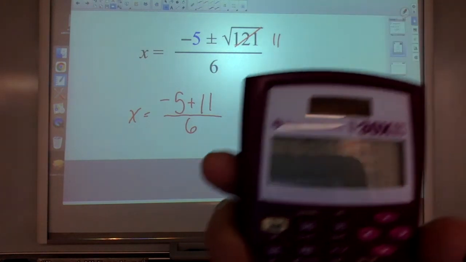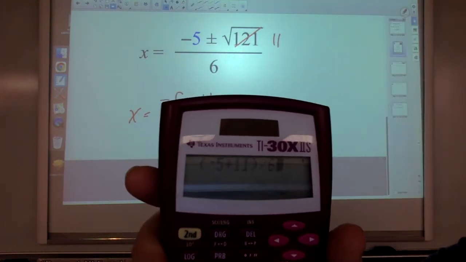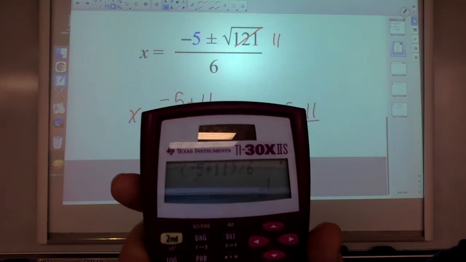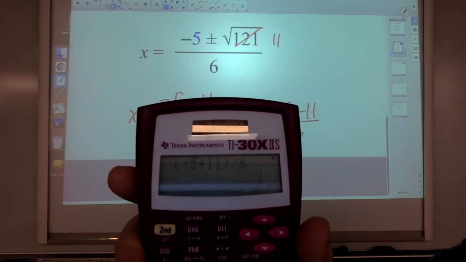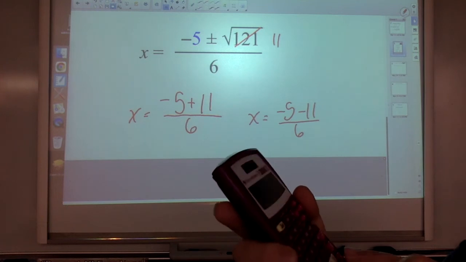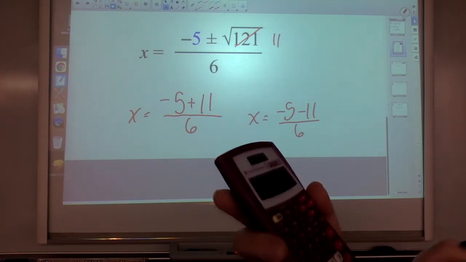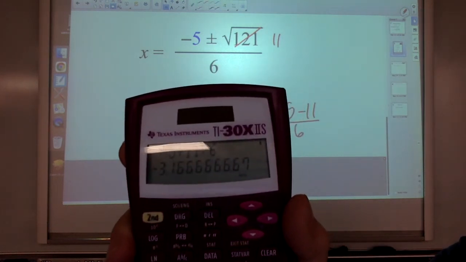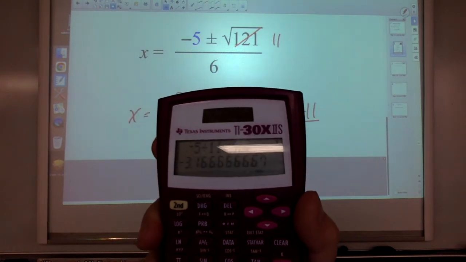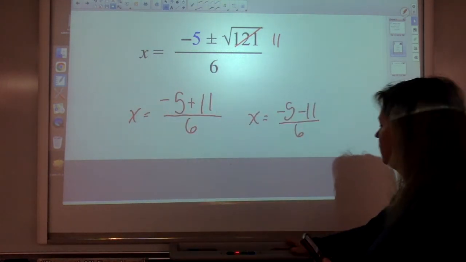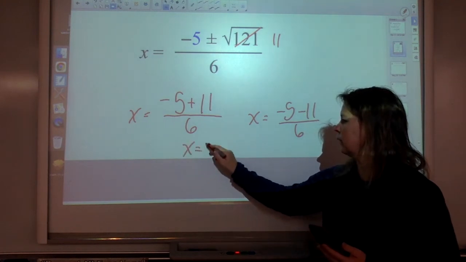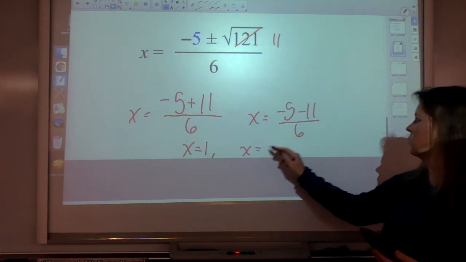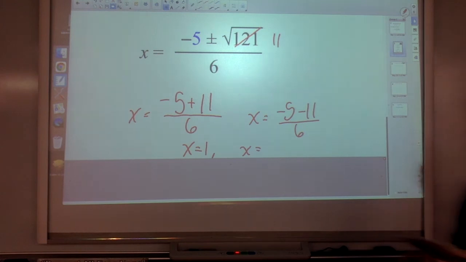Negative 5, let me see if I can get this without a glare on it. Negative 5 plus 11 divided by 6 is 1, because it's going to take negative 5 plus 11 first. If you type it in without the parentheses, you're going to get negative 3.16 repeating, which is not what you're looking for. So we know that x equals 1, and we know that x equals, type it in with your calculator, negative 5 minus 11 divided by 6.